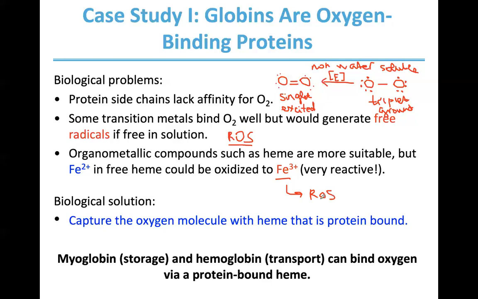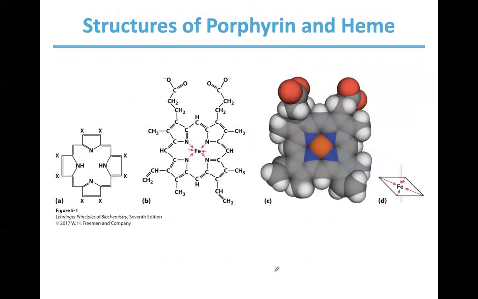So biological solution. How did biology come up with the solution? Capture the oxygen molecule with a heme that is also bound to a protein, right? So several levels of sequestration. We're going to capture oxygen with heme, and the heme itself will be inside of a protein. And so myoglobin and hemoglobin can bind oxygen via such a heme.